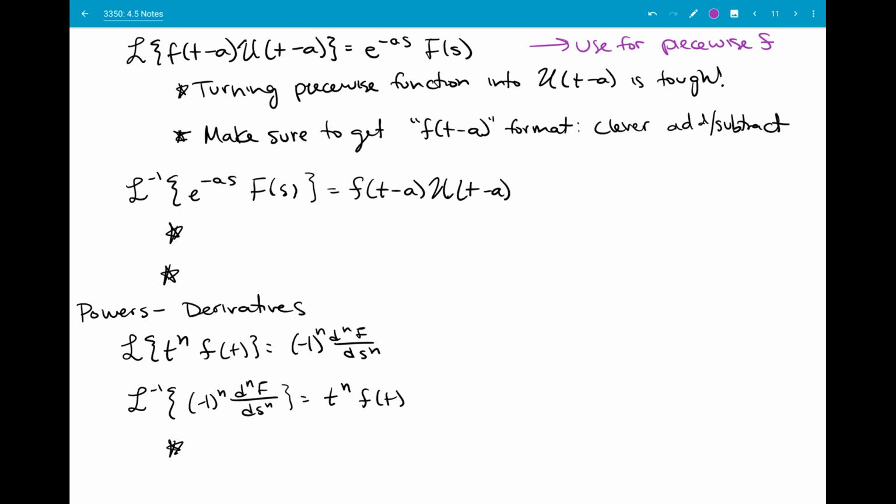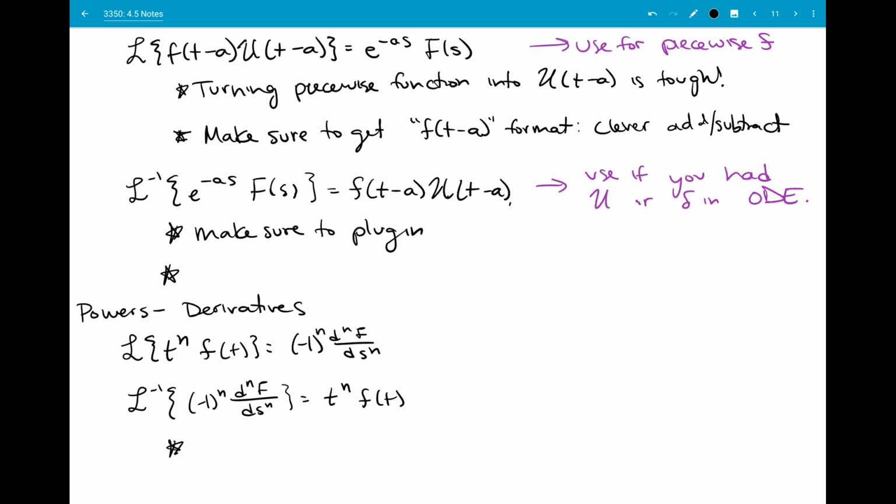The inverse property, you know that you're going to have to use if you had u or delta in the original ODE. So the first is just if you had u's when you set up your Laplace transform problem, then you're going to have to use this property to undo them again. And then in this lesson we learned that if you have deltas, it's going to do the same thing to you. And the tips here to be careful about are just that you need to make sure to plug in that t minus a to f. But otherwise, this is actually pretty straightforward.